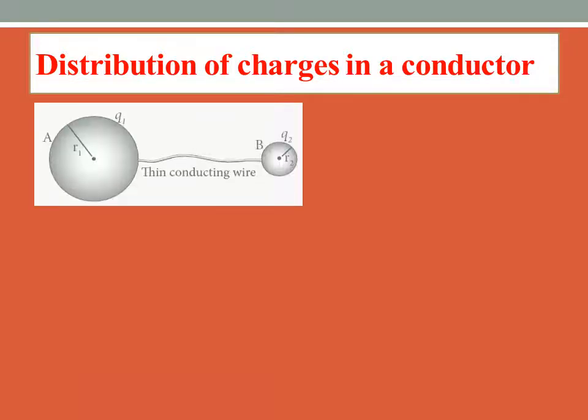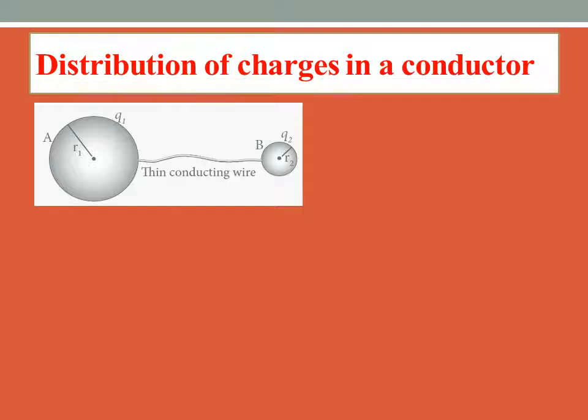Now, see the diagram. You have two spheres. One is a big one and the other one is a small one, which are connected by a thin conducting wire. Let the radii of the two spheres be represented as R1 and R2 respectively, and the spheres are named A and B. The distance between the spheres is much greater than the radii of either sphere.